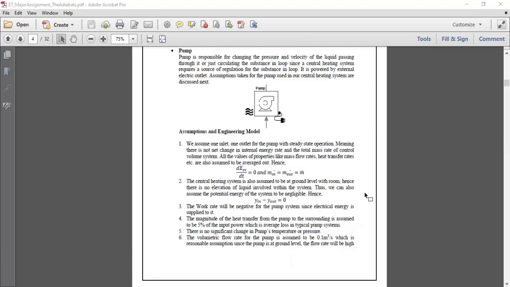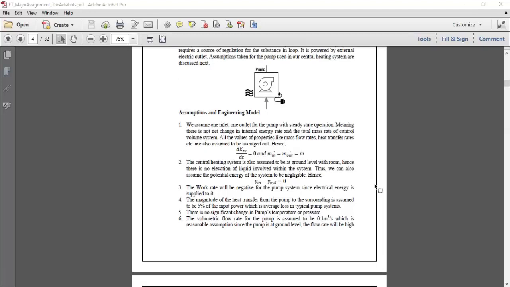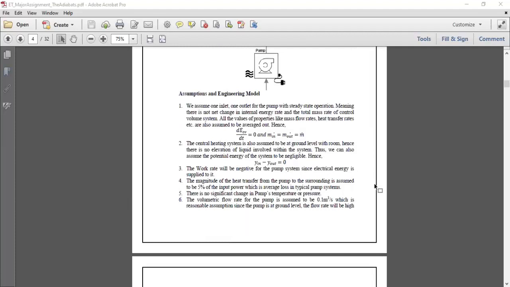Similarly, steady state implies that all the properties such as flow rate and heat transfer rate are averaged out and can be assumed to be a constant value. Next assumption is regarding the potential energy, which we have assumed to be zero since we are assuming that the whole heating system as well as the room is on ground level. For work rate, since we are supplying electrical energy to the pump, it will be negative.